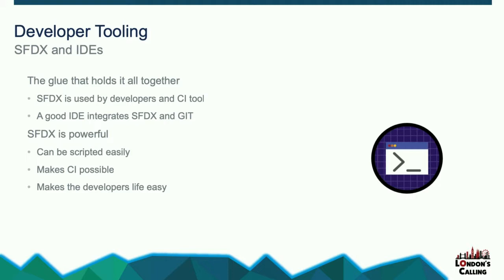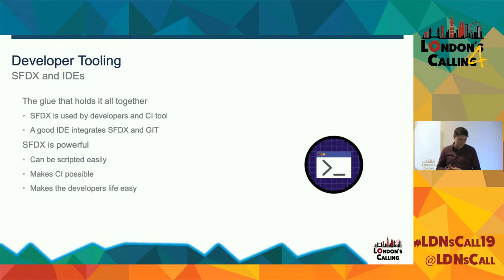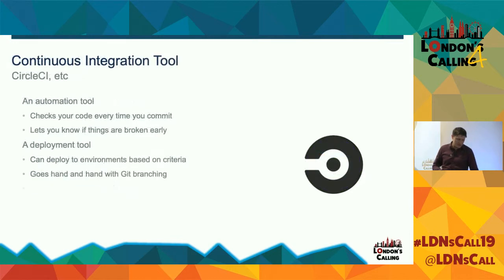SFDX is a command line tool, so it can be scripted very easily. It makes setting up CI pipelines easy, and it makes generally managing orgs and source code very easy. And finally, we need something to tie all of this together, and that's our continuous integration tool. In this case, it's CircleCI, but there are other tools out there like Jenkins or Azure DevOps.